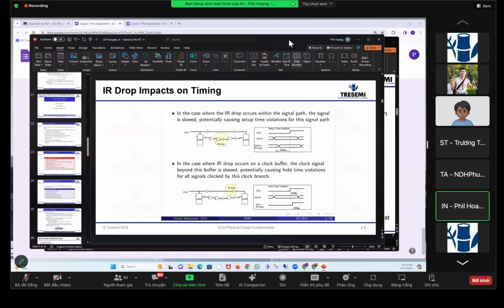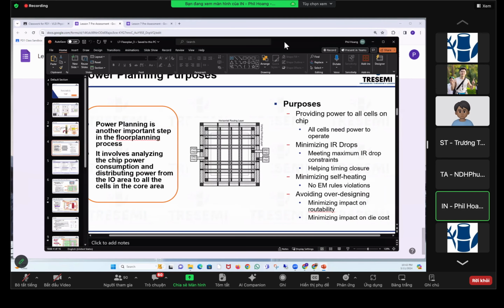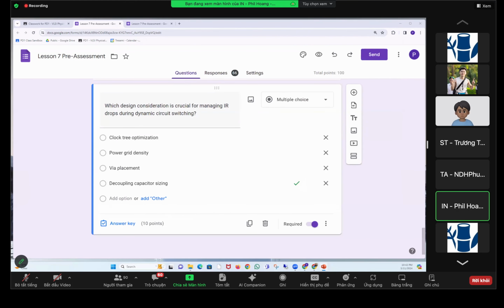Never mind. I'll go over it on Friday. Basically, the decoupling caps will play a very important role in terms of handling dynamic power issues.